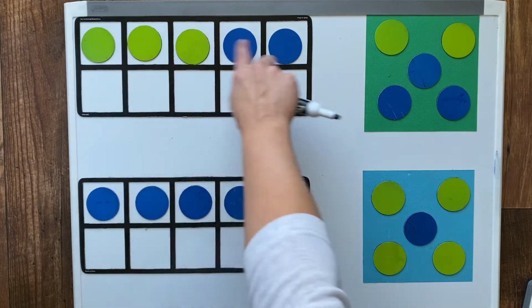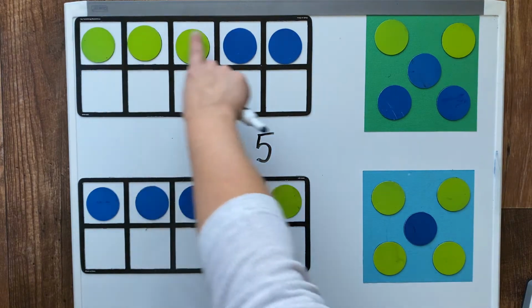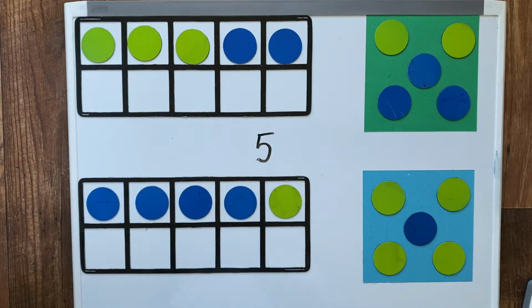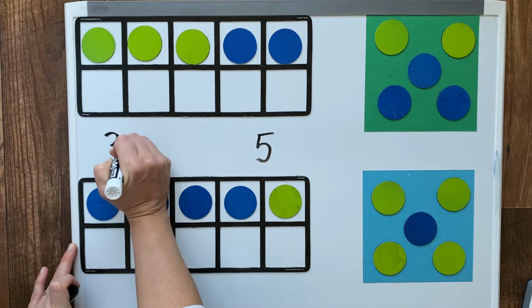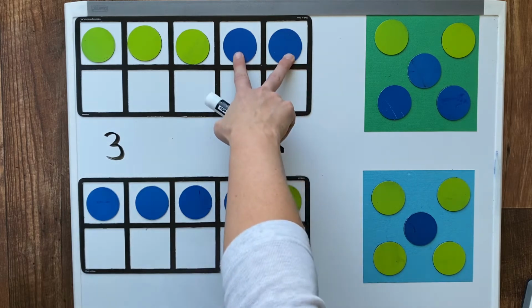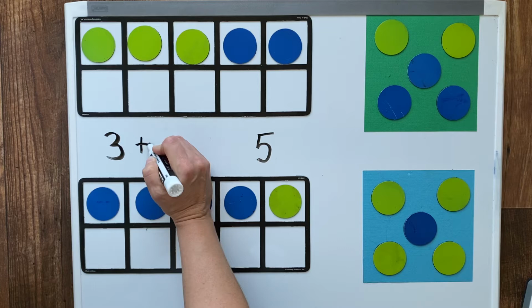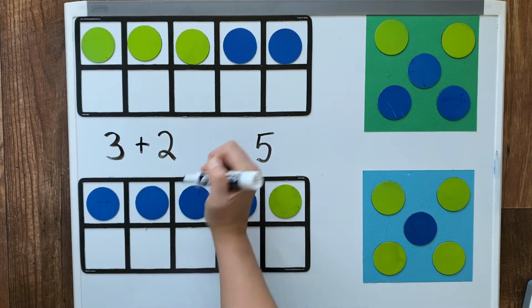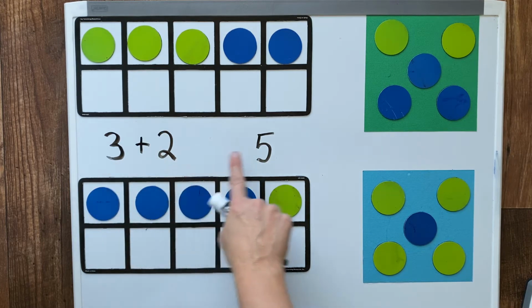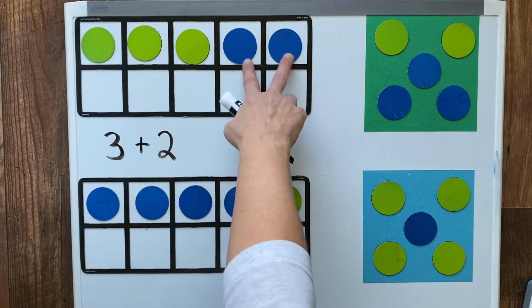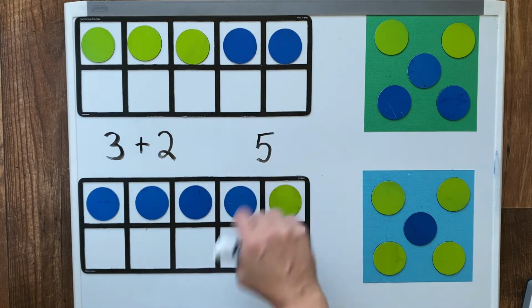I see a green group and a blue group. How many in the green group? Let's check. I subitize 3 in that green group. I'm going to write down 3. How many in the blue group? I can subitize 2 for the blue group. I'm going to write down and 2. 3 and 2 altogether is 5. So if I have a group of 3 and I put in 2 more, I will have 5 altogether.